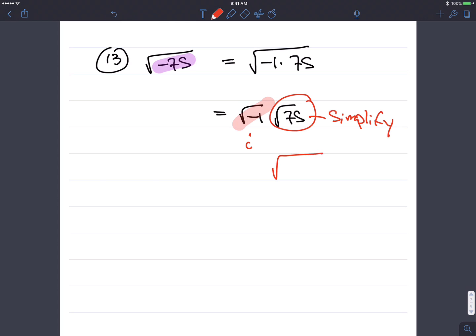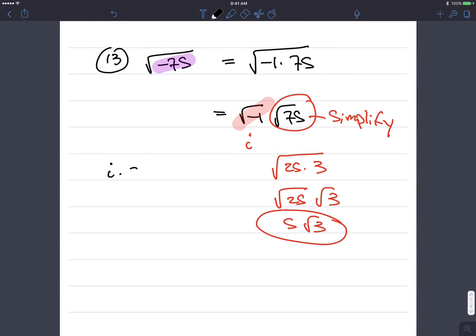The largest perfect square that goes into 75 is 25, with 3 as the quotient. Product rule: square root of 25 is 5. This is 5 times the square root of 3. Altogether, I have i times 5 times the square root of 3, or simply write this as 5 times the square root of 3 times i. And you're done.